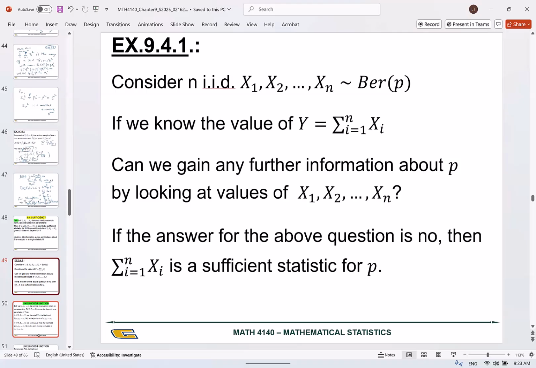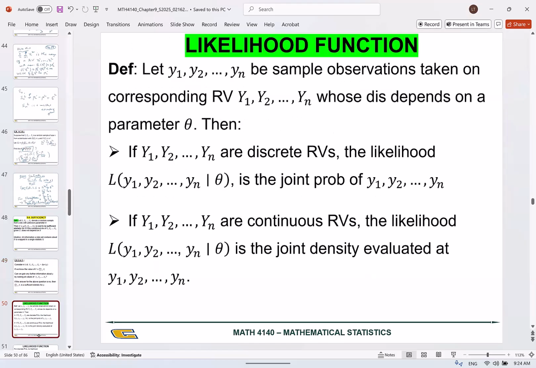And here, instead of looking at the individual observations, now you try to find whether you can look at something else instead. In this case, you look at the summation. If you look at the summation and it is enough for you to study the p, then we call it a sufficient statistic for p. We will have a tool to verify whether we have enough or not in the next couple of slides. But before we go for that, let's look at a very important concept, called the likelihood function.